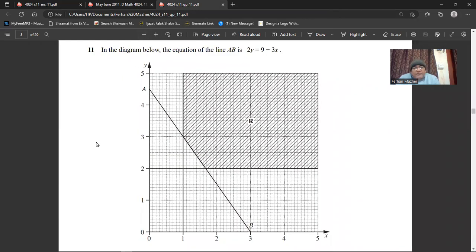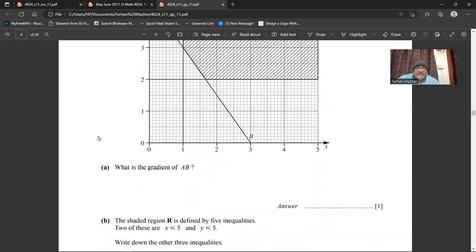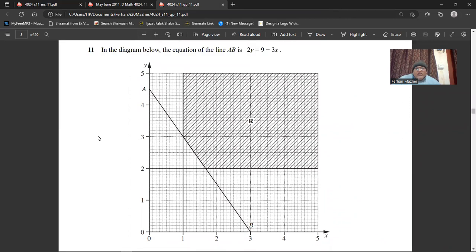In the diagram below, the equation of the line AB is given. Okay. That is 2y equals to 9 minus 3x. What is the gradient of the AB? You see, I can find the gradient of the AB very easily. I can take the 2 points. The coordinates of A are 0, 4.5, and the coordinates of the B are 3, 0. So you have these 2 points, so you can find the gradient of the AB.